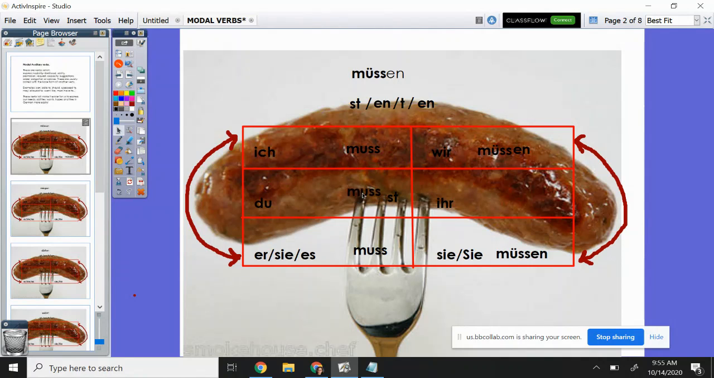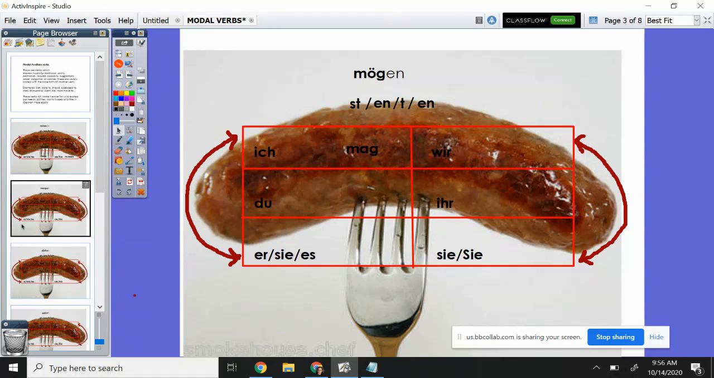Now, since our stem already ends in an S, we only add a T for the du form in this instance. And the ihr form here, we take the same type of form that we had up above, muss, but we add a T to this. And that is how we conjugate müssen, which means must or to have to. So it's similar to English. Let's take a look at our next modal verb.